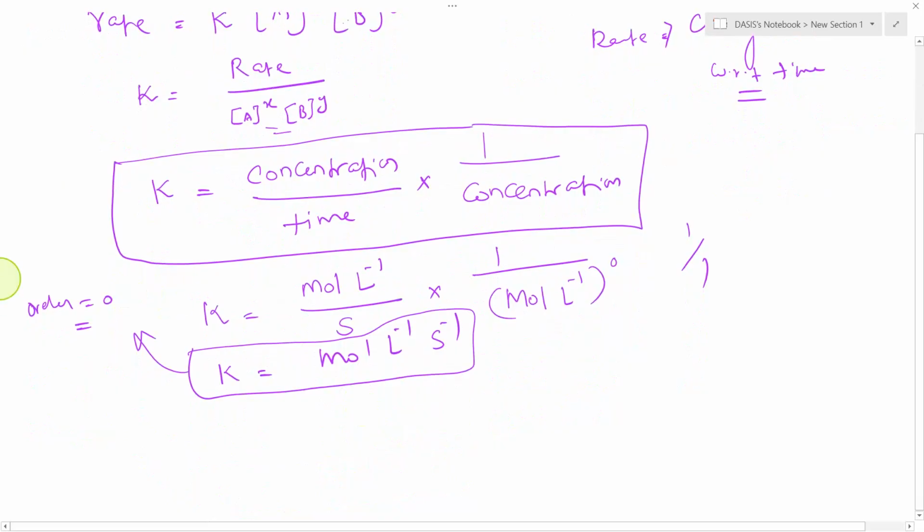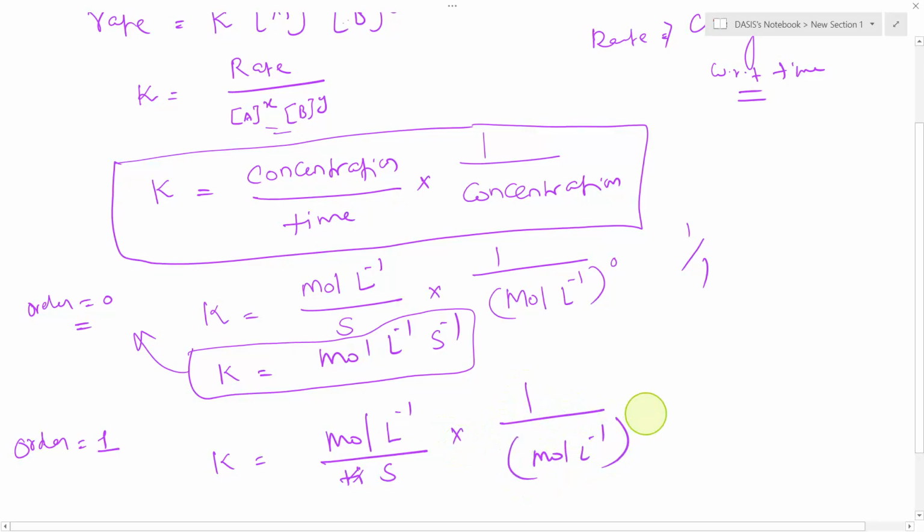Let us go for first order reaction. If order is equal to 1, so k is equal to, as usual, concentration, mole per liter with respect to time, that is second, into 1 by concentration raised to the power of the order. This is a first order reaction, so this is raised to the power of 1. So the same thing will be there, so this term gets cancelled. So the unit of k is per second, right? The unit of rate constant in case of first order reaction is per second.